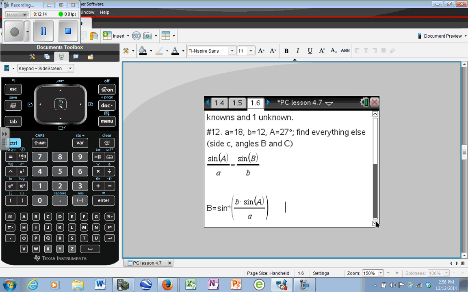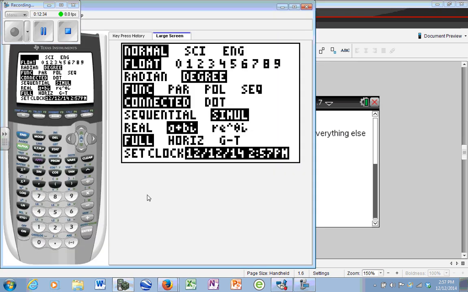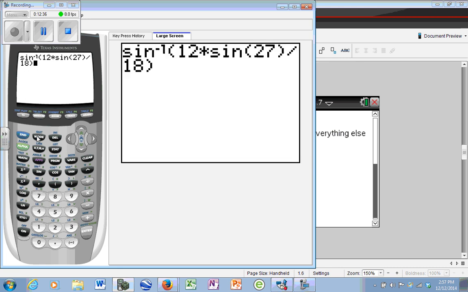So there's the setup. And what you do is you just plug in the numbers, okay? So b was 12, and angle A was 27. Okay, that's 27, and side a was 18, okay? And to solve that, you're going to go over here and I'll go ahead and say, what would that be? And you should get an answer that's about 17.6. That should be what you get for that problem.